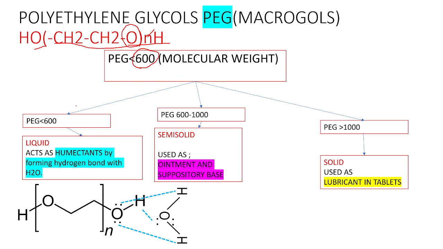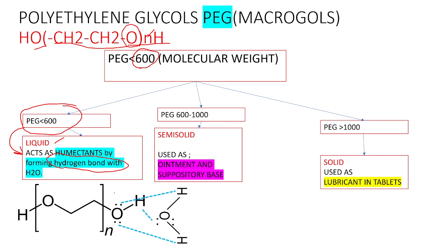For example, polyethylene glycol less than 600, nothing but polyethylene glycol that contains molecular weight less than 600, will be liquid in nature. So this polyethylene glycol less than 600 acts as a humectant. 2009 GPAT MCQ. Polyethylene glycol less than 600 will act as a humectant. See how it acts as a humectant: it will retain the water molecules in the osmotic formulation. How it retains the water molecules means by forming hydrogen bonds.